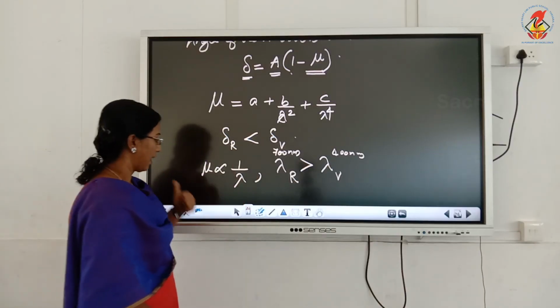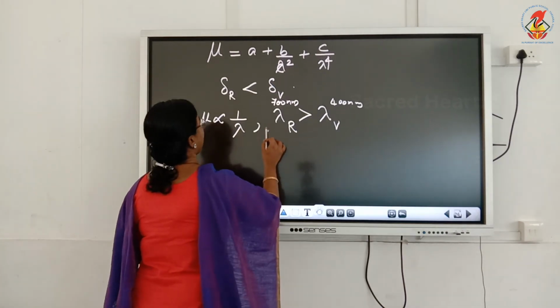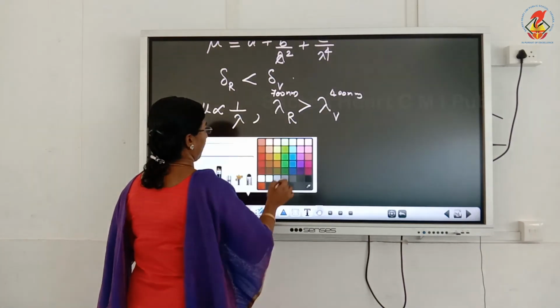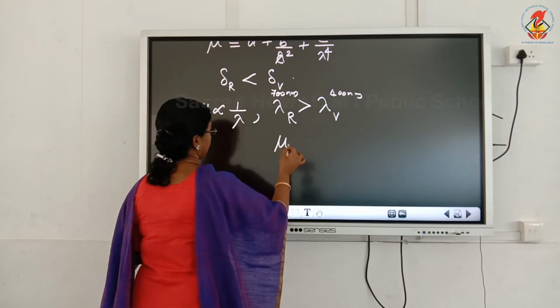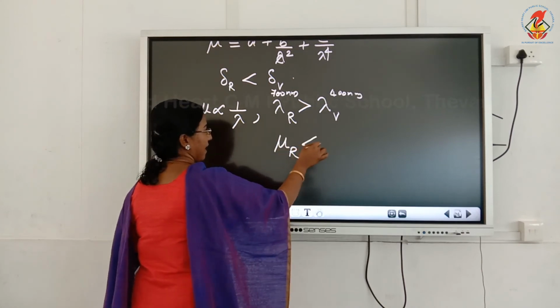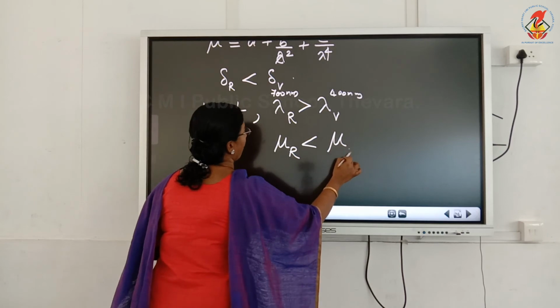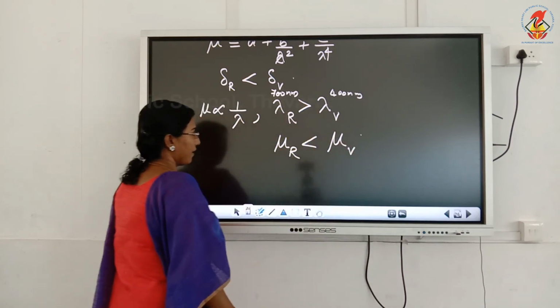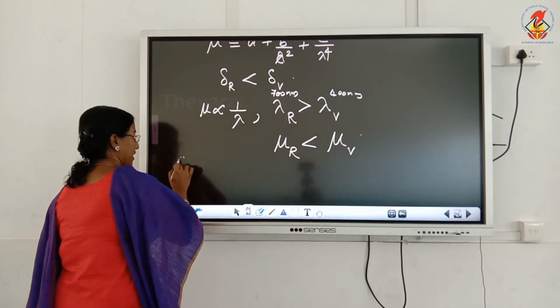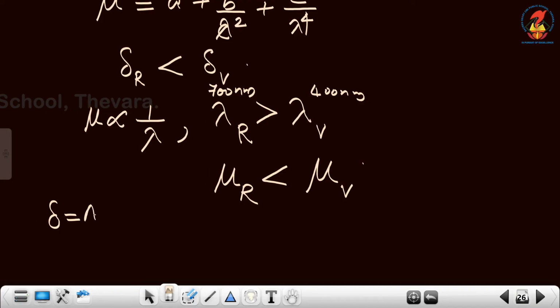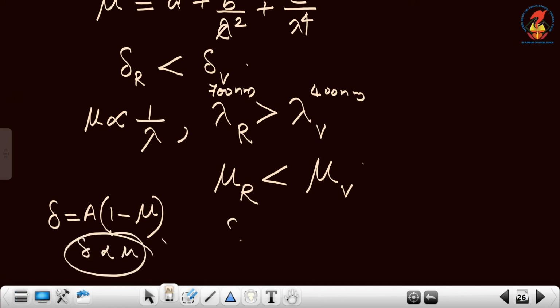So wavelength of red is greater than wavelength of violet. So what happens to refractive index? Therefore, the refractive index of the medium for red will be less than the refractive index for violet light. And also the dependence of deviation on refractive index is delta is equal to A into mu minus 1, which means a direct relationship. Delta is proportional to mu, we can say, which means deviation produced in red will be less than deviation produced in violet light. I hope this is clear to you.